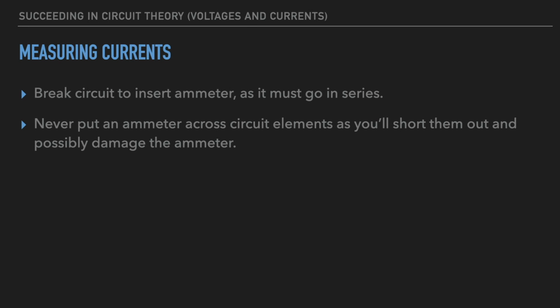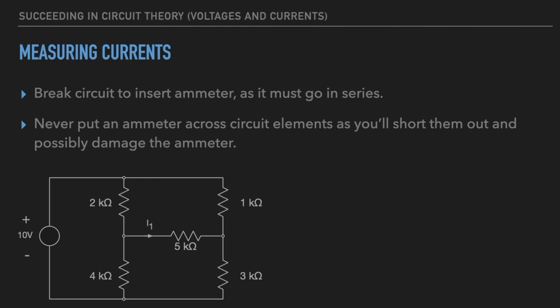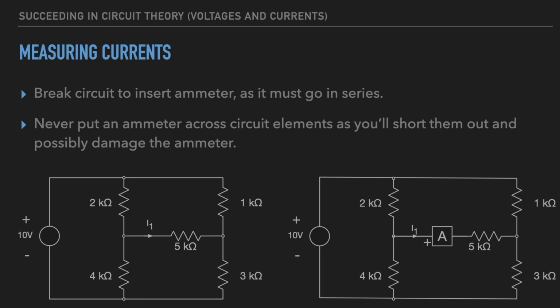Now we'll talk about measuring currents. To measure a current, we actually need to put our ammeter in series with the component. So to do that, we actually need to break the circuit. That's our circuit from before. We want to measure the current that's flowing through the 5 kilo ohm resistor from left to right. And to do that, we will need to insert an ammeter as shown there.